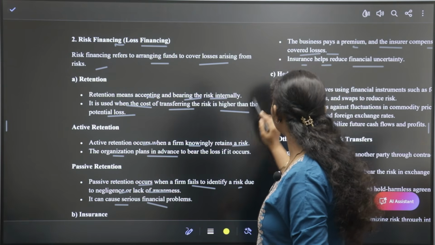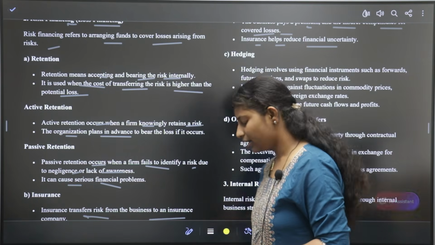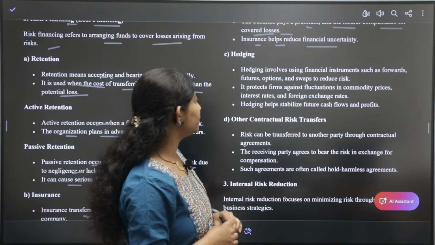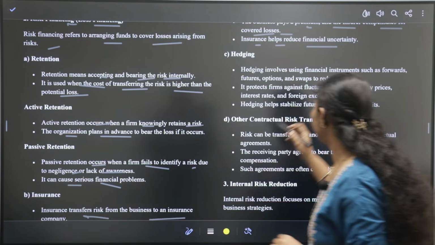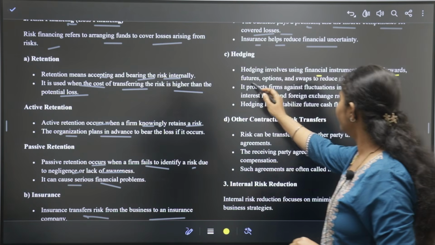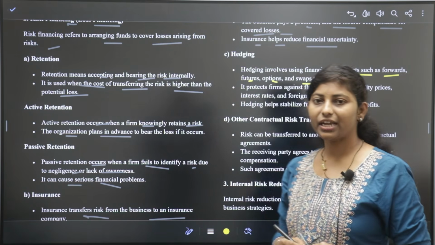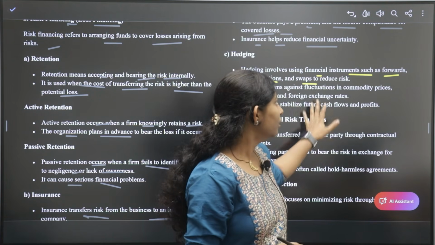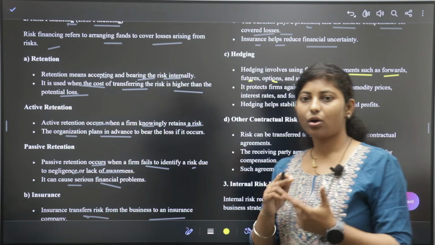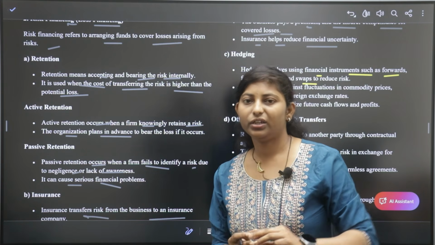Under risk financing we have the third one, that is hedging. Hedging is nothing but financial instruments. It involves using a financial instrument such as forward, future, option and swap to reduce risk. In hedging we have all these terms: future, forward, options, swaps. All these instruments we call hedging.